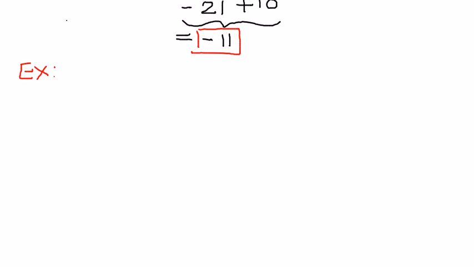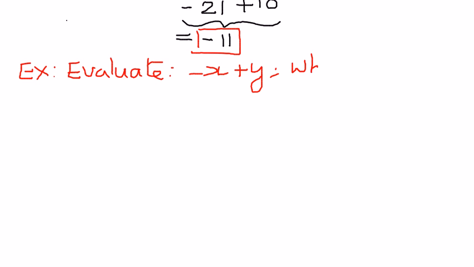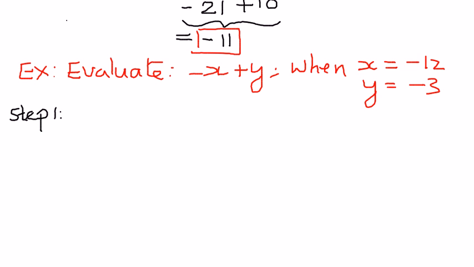We want to evaluate an algebraic expression -x plus y when the value of x is equal to -12 and the value of y is equal to -3. So in this case, we're going to substitute the values of the given variables as the first step. -x plus y is the equation given to us.